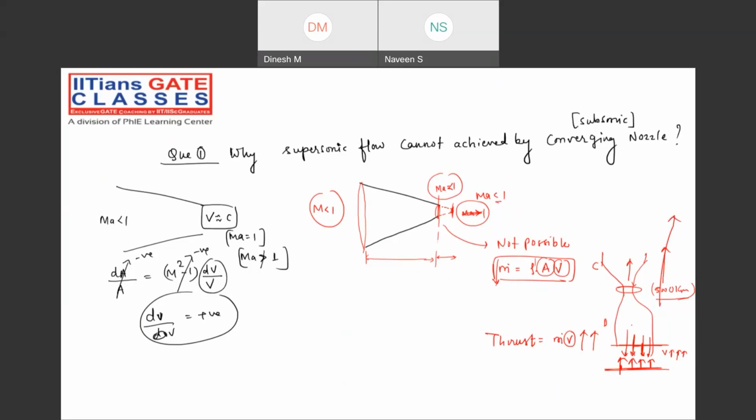Understanding my point? But why is the shape of the combustion chamber in the rocket not like this? Why is it shaped like this? Converging, then diverging. That means, suppose this is the converging portion. To have the supersonic speed from here to here, we are attaching one diverging section also. Why is it so?